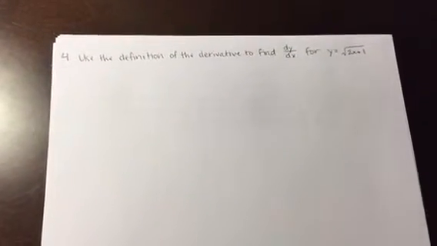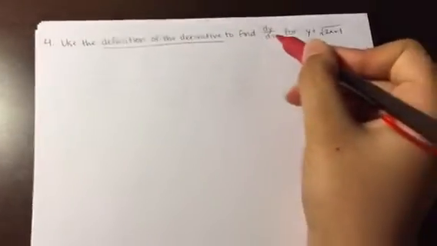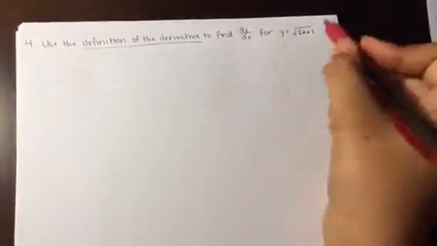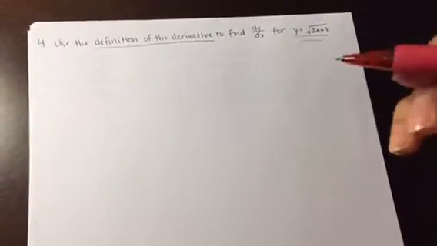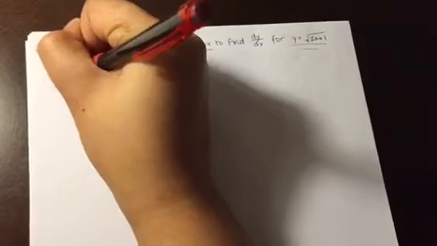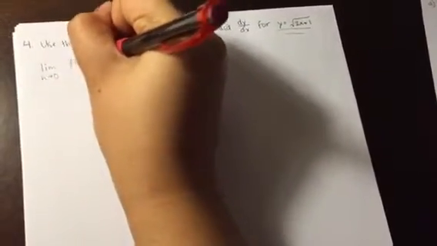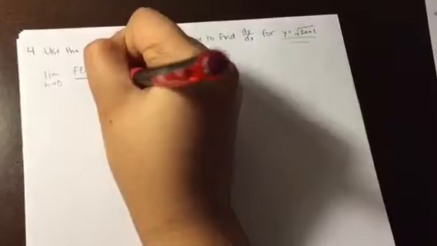For this problem, you have to use the definition of the derivative to find the derivative for this equation right here. Okay, to solve this, since it says definition of derivative, you start out with the limit as h approaches 0 of f of x plus h minus f of x over h.